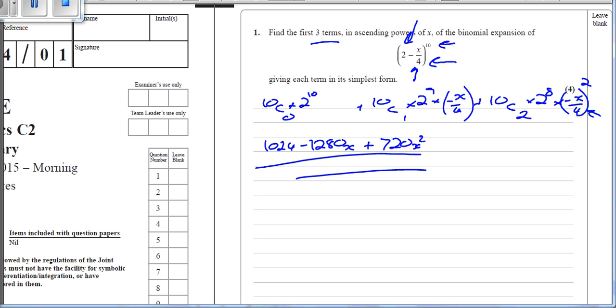Again, what I did on the calculator is I worked out this bit here, and I got 11,520, and on the denominator you're going to have 4 squared, so over 4 squared, and did it that way to get my 720x squared.